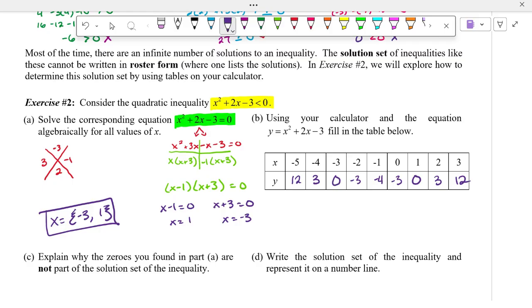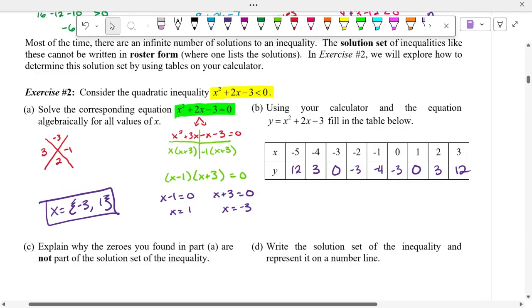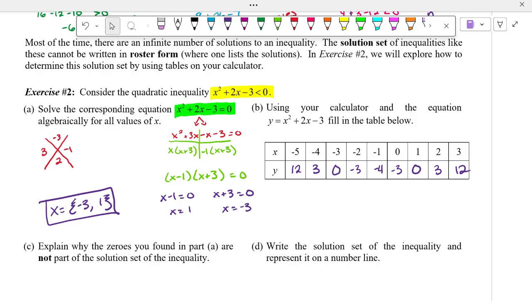All right, you guys got the table? All right, so this should be the table that you have filled in. Now, looking at this table, if I want it to be less than 0, so your Y values have to be less than 0, where would I cut off?